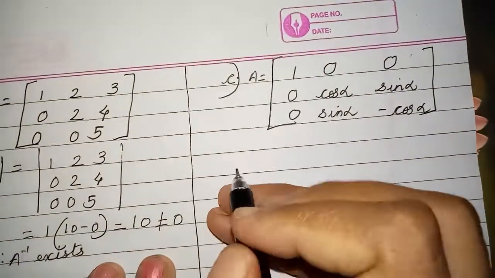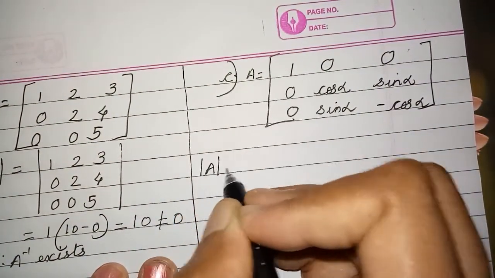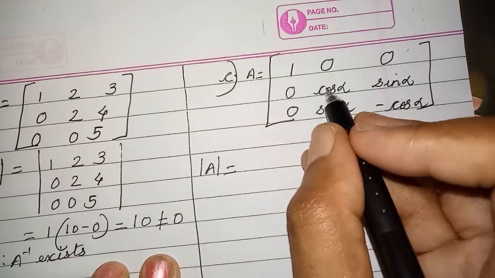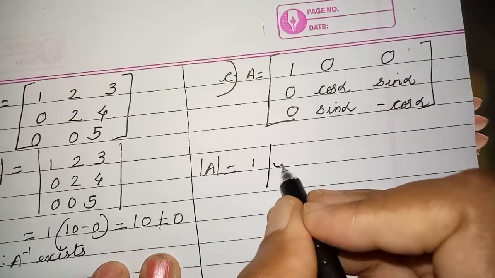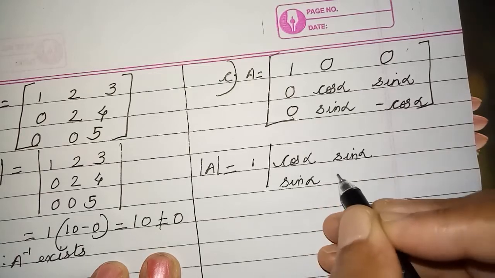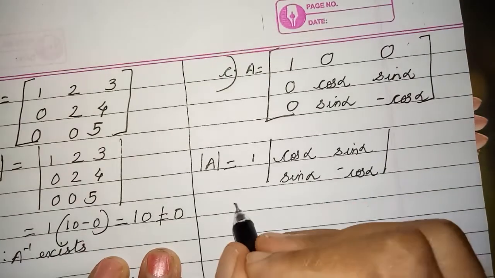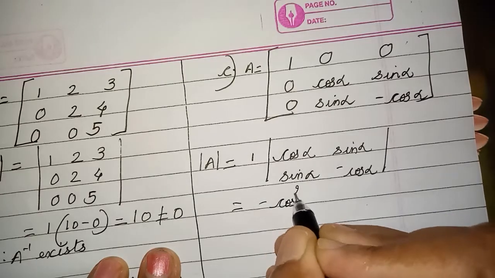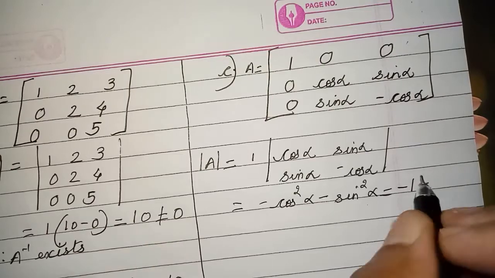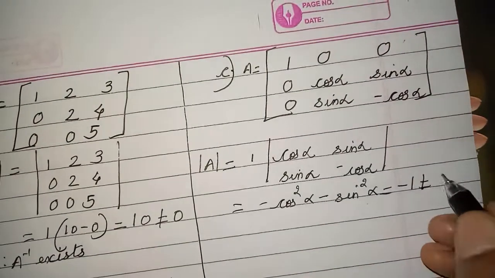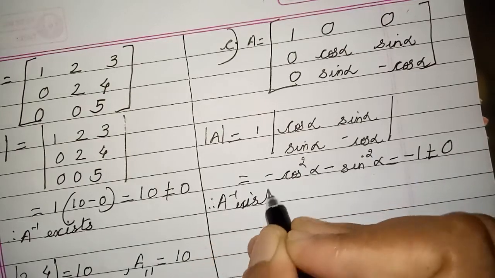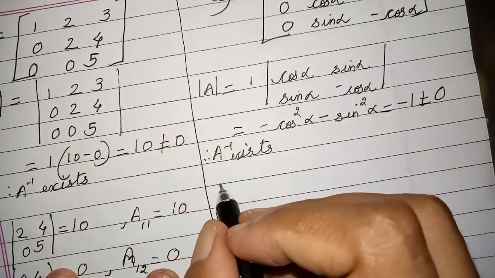Let us do a trigonometric one. First is finding the determinant of A. You can expand along the first row or first column. So it is going to be 1 times the determinant of cos alpha, sin alpha, minus cos alpha. So this is going to be minus cos square alpha minus sin square alpha, which is equal to minus 1. By the identity cos square alpha plus sin square alpha is 1, which is not equal to 0. So A inverse exists.